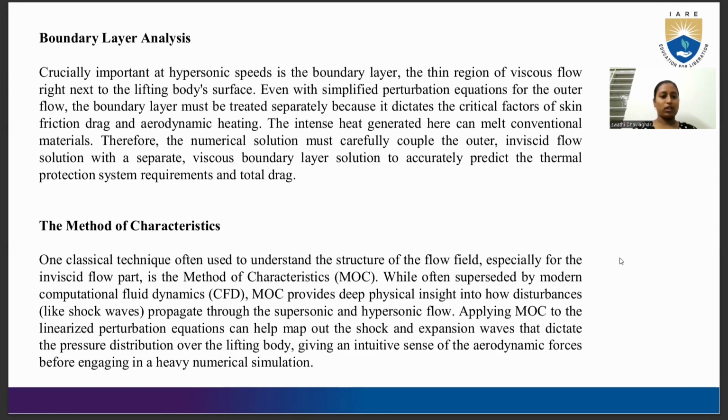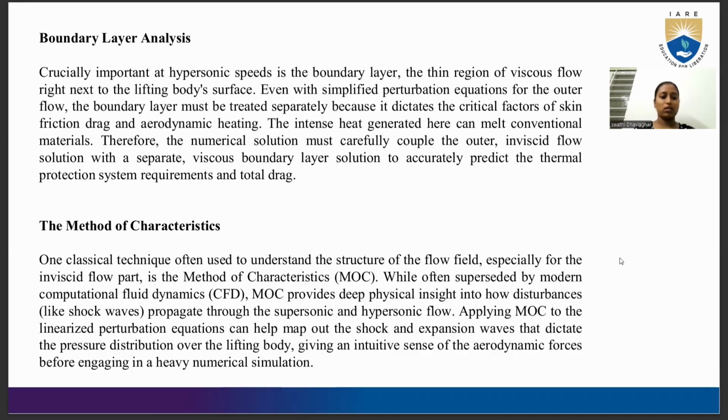Boundary layer analysis. Crucially important at hypersonic speed is the boundary layer, the thin region of viscous flow right next to the lifting body surface. Even with simplified perturbation equations for the outer flow, the boundary layer must be treated separately because it dictates the critical factors of skin friction, drag, and aerodynamic heating. The intense heat generated here can melt conventional materials. Therefore, the numerical solutions must carefully couple the outer inviscid flow solution with a separate viscous boundary layer solution to accurately predict the thermal protection system requirement and total drag.